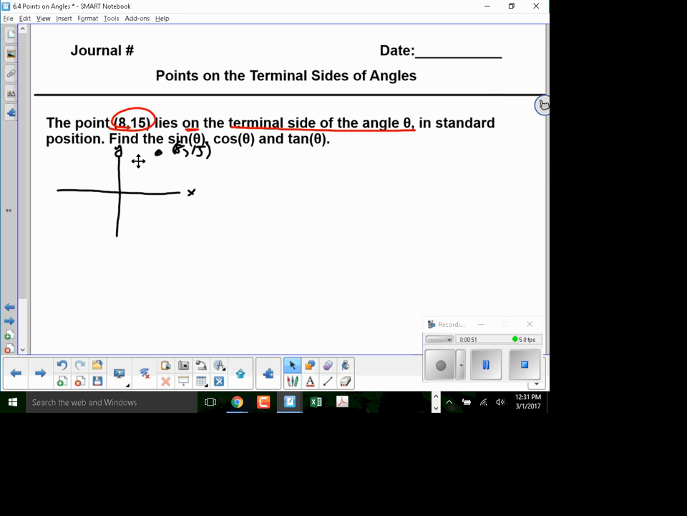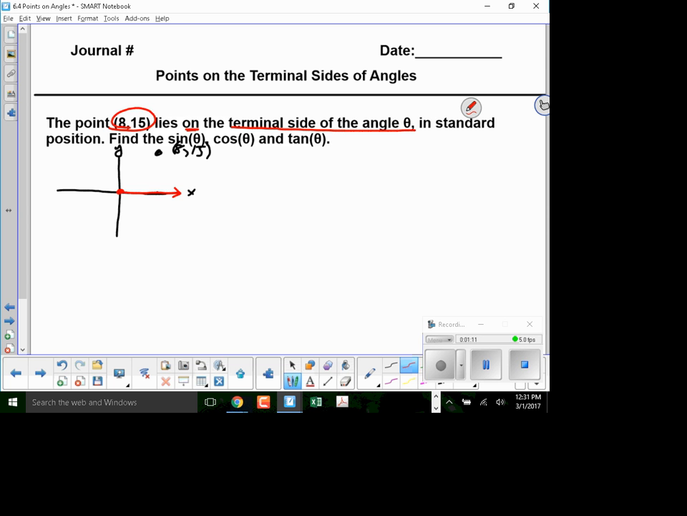Now we get to draw the angle in standard position. Now remember, angle in standard position, the initial side, initial meaning start, it always starts on the positive x-axis. The terminal side can be anywhere. That's the one that spins. That's the ray that spins around, either positive, which is counterclockwise, or negative, which is clockwise. But it starts at x.